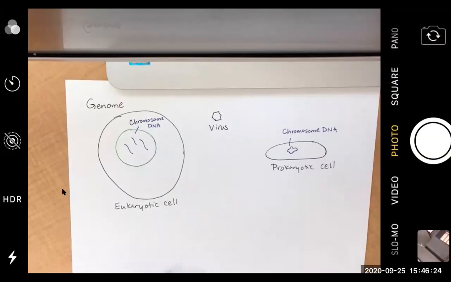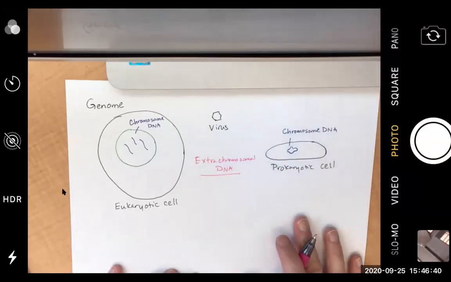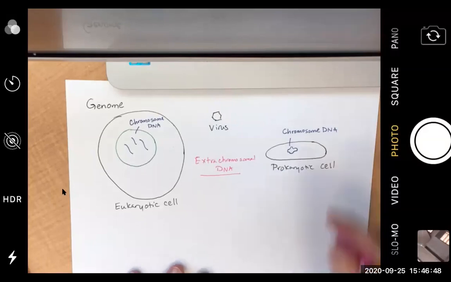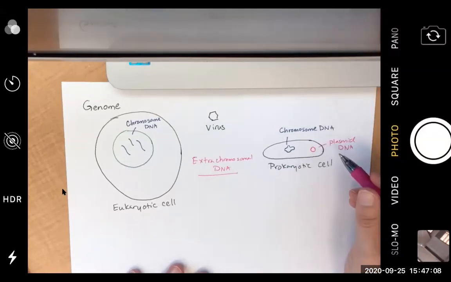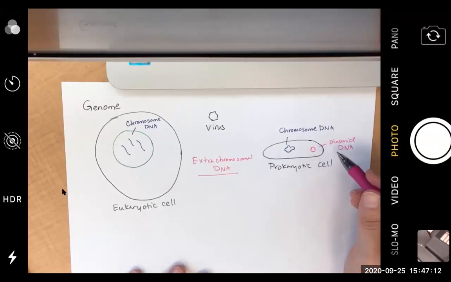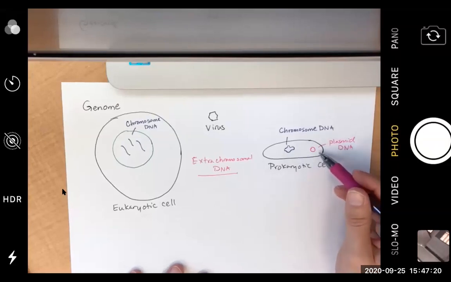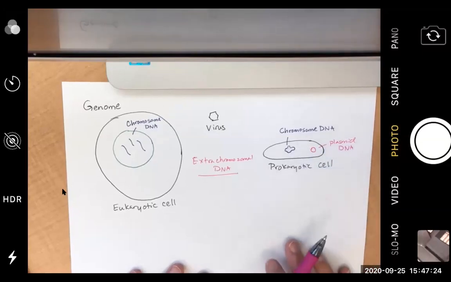Both eukaryotes and prokaryotes may have what's called extrachromosomal DNA as part of their genomes. This includes plasmid DNA, found primarily in prokaryotes. These are small circles of DNA that are outside of the chromosome, and they contain genes that can be very useful to the cell but aren't essential. The essential genes that are required for the cell to survive are stored in the chromosome.